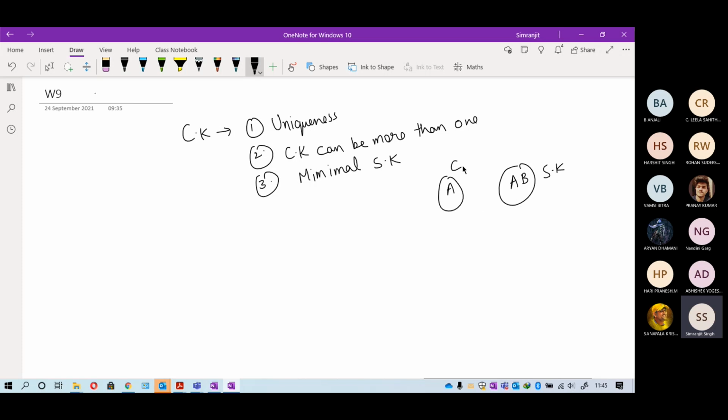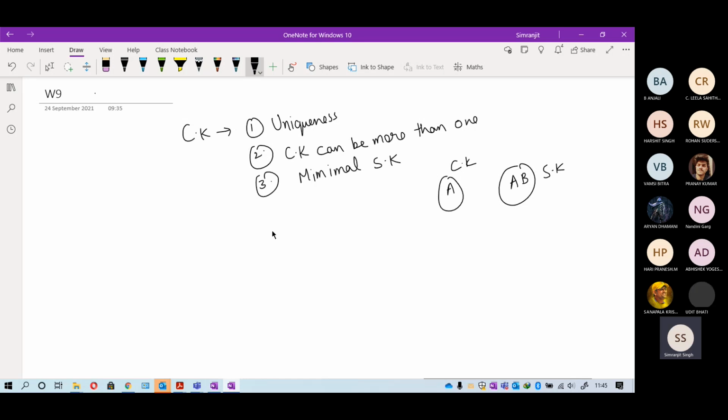Whenever A is already a candidate key and you add any other attribute to it, it will become a super key. One more thing is that there is a misconception among students that a candidate key has only one attribute. That is not true. A candidate key can have more than one attribute. Suppose AB can also be a candidate key. There is no problem with that. Now, what will be the super key in this case? A, B, C will be the super key in this case.